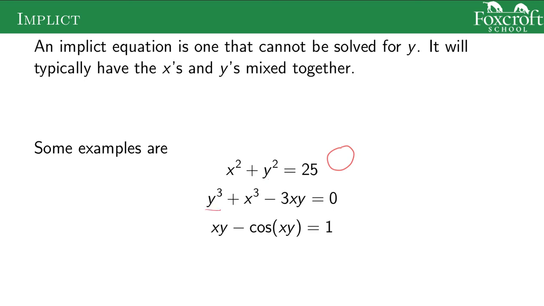Right here, there are y's all over the place, so solving this for y would not be possible, but this is still an implicit equation. And finally, here we have xy inside of a cosine. It's going to be really hard to solve that for y, so we just have this implicit equation.